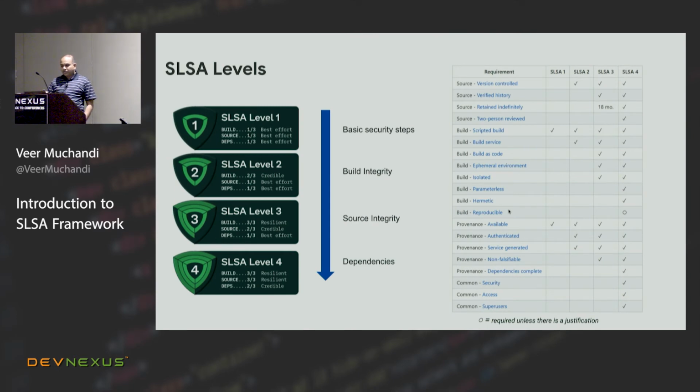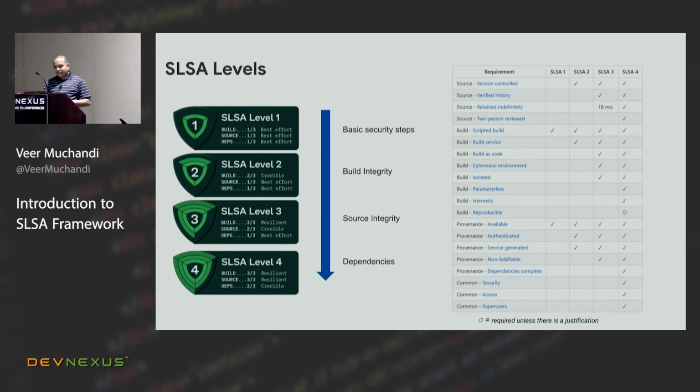If you are in SLSA 2, you have source code that is complete version control. So you have established a version control tooling for your source code. You have scripted builds. You have build service that is available, right? You are not just building your code on your desktop. You have a build service that is available. You have provenance. You are adding authenticated provenance. That means somebody is signing it, and provenance is service generated. It's not somebody manually signing it. The signatures happen through a service.